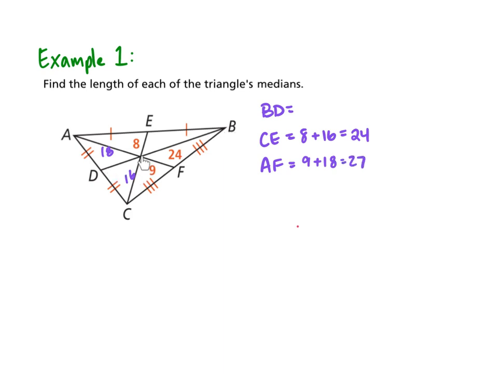Lastly, I have segment BD that I haven't found the length of. Now for this segment, the long part of that median is this, which has a length of 24. So that tells me that this shorter part right here is going to be half of 24, which is 12. So right here I have a 12 unit long portion. So the length of BD is going to be 12 plus 24, which is 36. So there are the lengths of my three medians.